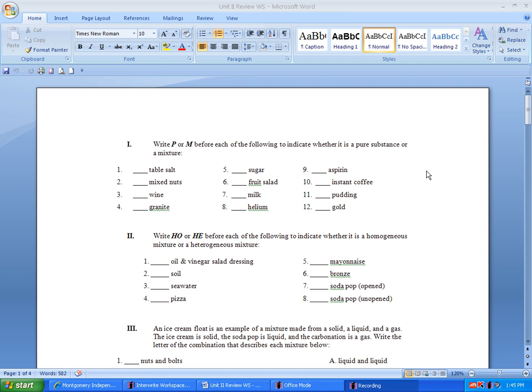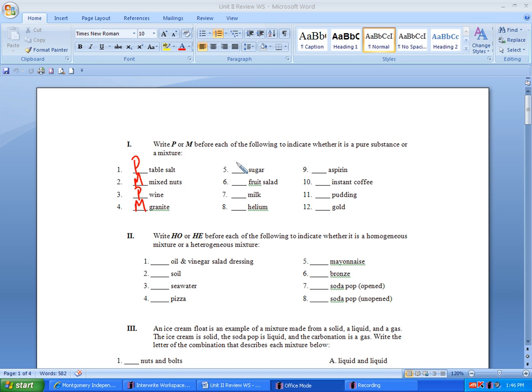All right, so I want to answer the question so that you have something to look at home and check your work against. Section 1 says to write P or M before each of the following to indicate whether it is a pure substance or a mixture. I said that table salt was pure, mixed nuts are mixed, wine was pure, granite was a mixture.